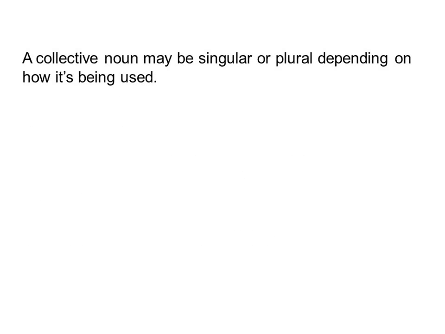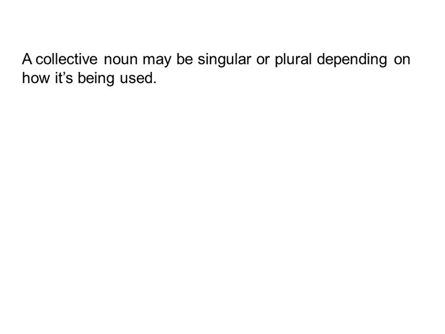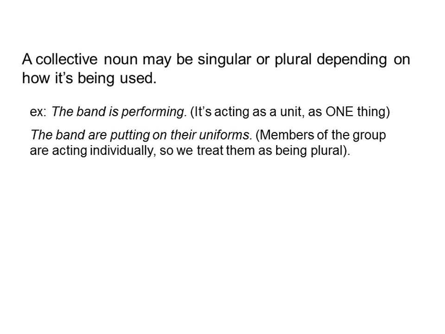Okay, one more slide here. Collective nouns, those are a little bit tricky. A collective noun may be singular or plural depending on how it's being used. A collective noun is just a noun that names a group. A lot of animal group names are collective nouns. Flock, herd. I'm running out of animal names. Sorry, I'm drawing blanks. Band. There's a collective noun. The band is performing. It's acting as a unit, as one thing. So we have band and is, a singular. So both of those are singular in that case.